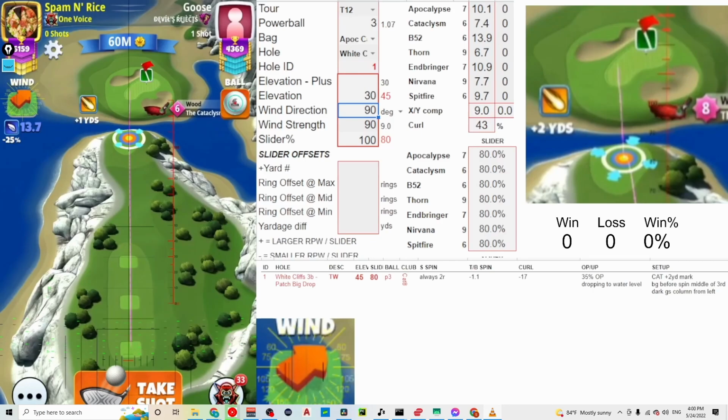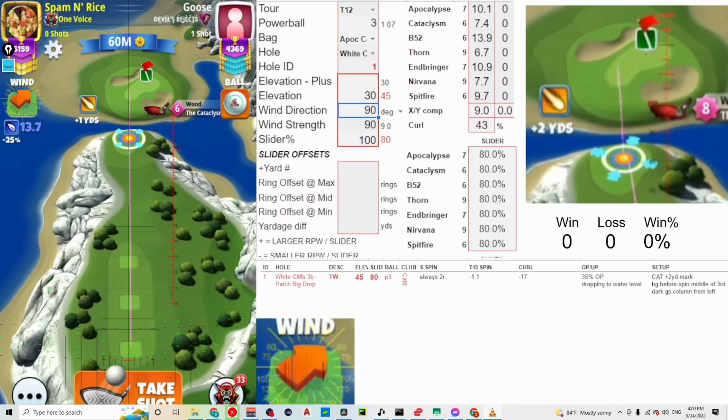Okay, we're gonna get into something that's kind of advanced, but here we go. With the Ultimate Golf Clash calculator, there are some holes where I have the calculator automating and telling me what spin and what curl to put. So let's take a look at this shot. This is White Cliffs 3B. I call it fairway patch big drop.